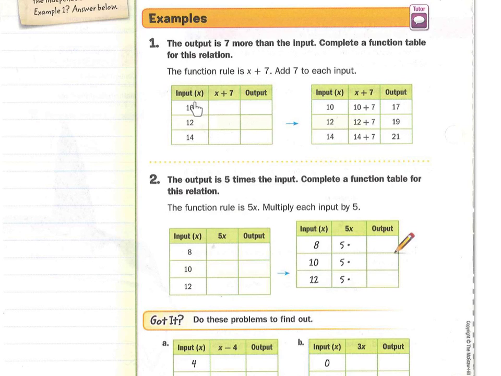So what you get, if you have a table, you put the input here, which is your x, your rule here, and your output, which is your y. I'm going to write y there just so we remember that that's your y. Okay, so if our input is 10, 12, and 14, and we add 7 to each one, we get 17, 19, and 21. That's how you complete a function table.